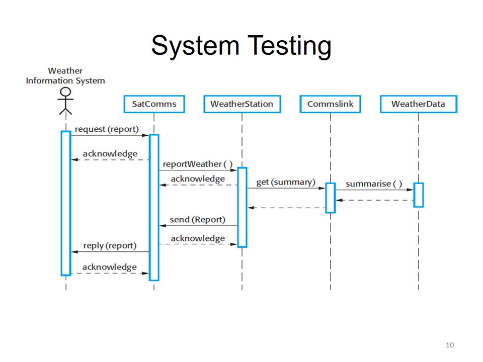As shown in the figure, this is the sequence of operations in the weather station when it responds to a request to collect data for the mapping system. You can use this diagram to identify operations that will be tested and to help design the test cases to execute the test. Therefore, issuing a request for a report will result in the execution of the following thread of methods: SatComms request, WeatherStation reportWeather, Commslink get, WeatherData summarize.